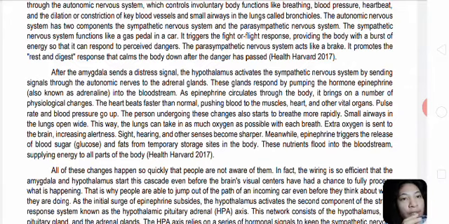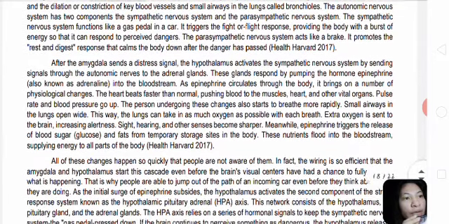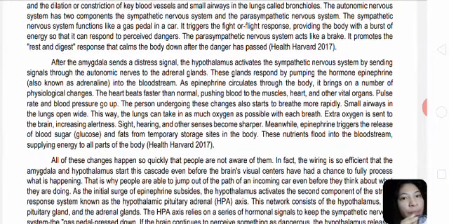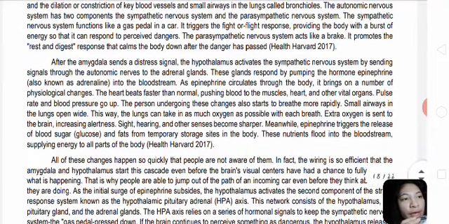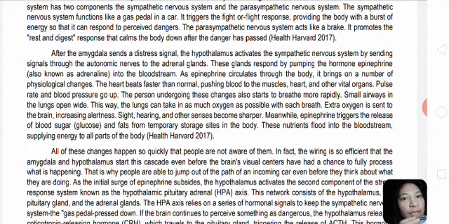The heart beats faster than normal, pushing blood to the muscles, heart, and other vital organs. Pulse rate and blood pressure go up. The lungs take in as much oxygen as possible with each breath. Extra oxygen is sent to the brain, increasing alertness. Sight, hearing, and other senses become sharper.